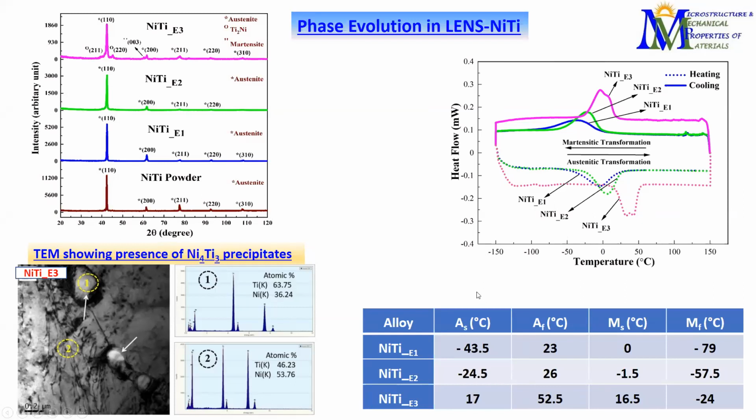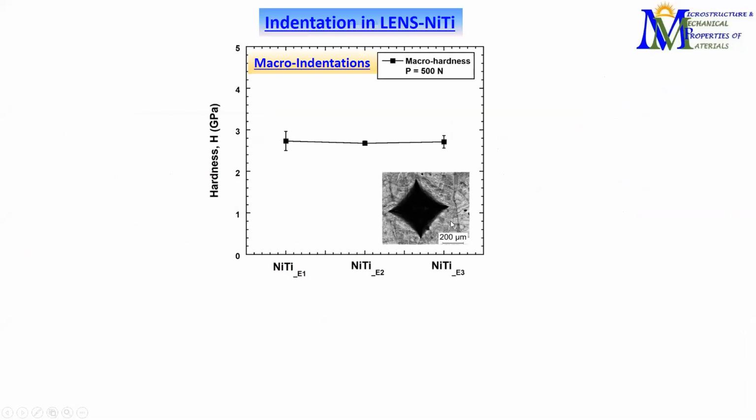Okay, so far from the microstructure and phase analysis, we generated some idea that the one prepared with the highest energy density is a little bit different from the other two in terms of having different phases, precipitates and transformation temperatures. Okay, so next we wanted to figure out the mechanical properties.